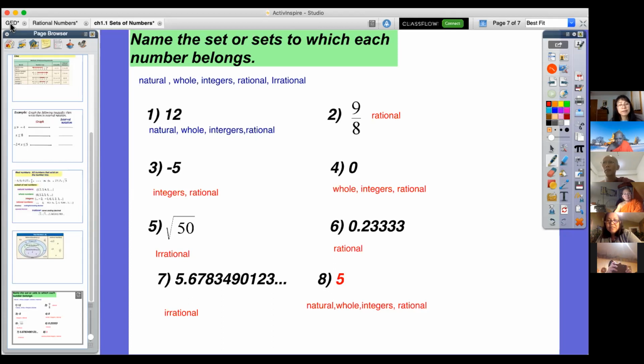So right now I want you to understand prime, odd, even, natural, whole, integer, rational, irrational.